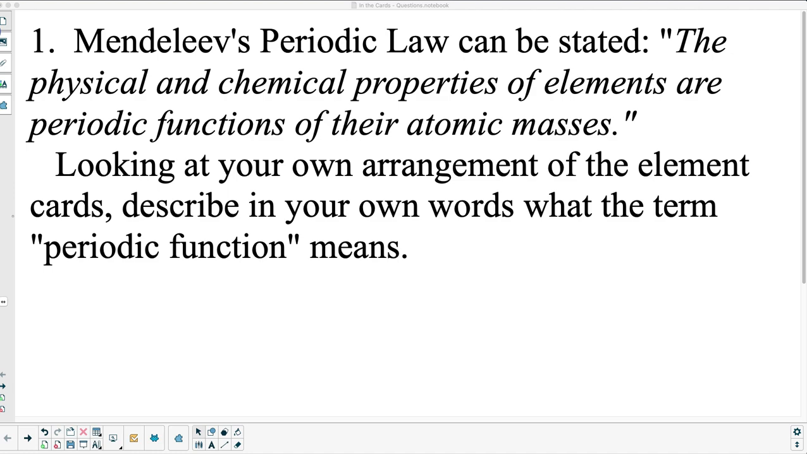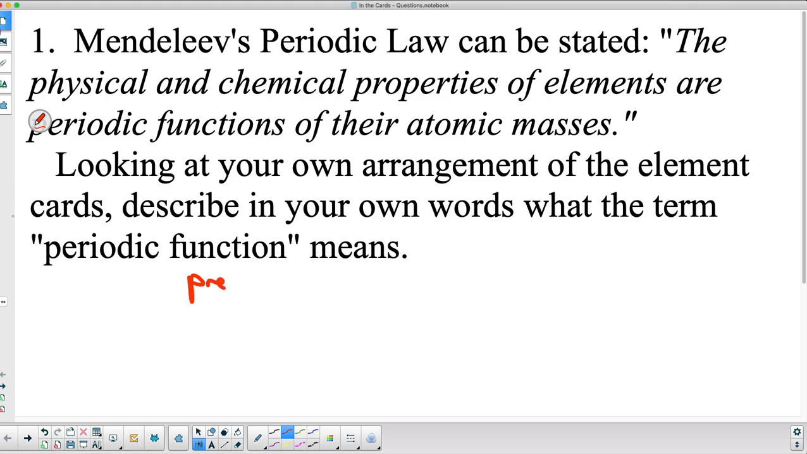The first question says Mendeleev's periodic law can be stated: the physical and chemical properties of an element are periodic functions of their atomic masses. Atomic masses, yes. Looking at your own arrangement of the element cards, you would not be able to describe this. A periodic function is simply a property that follows a repeating pattern.